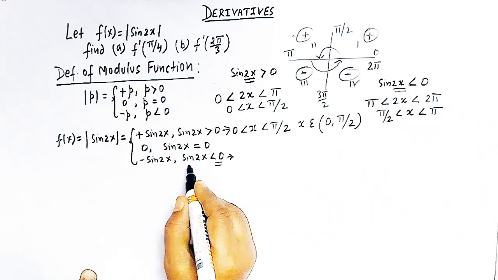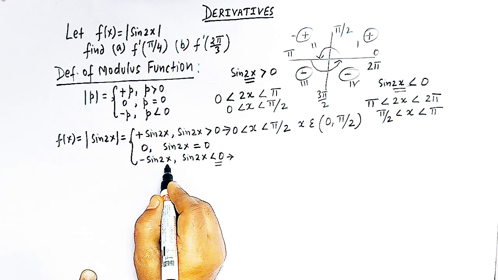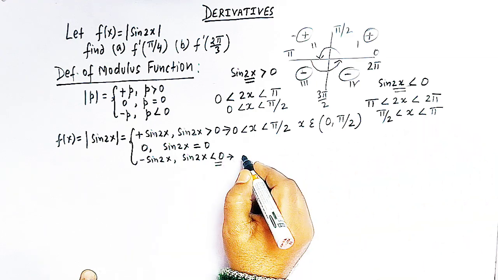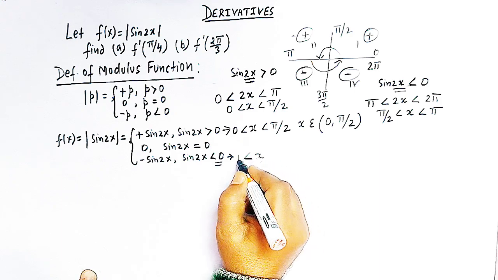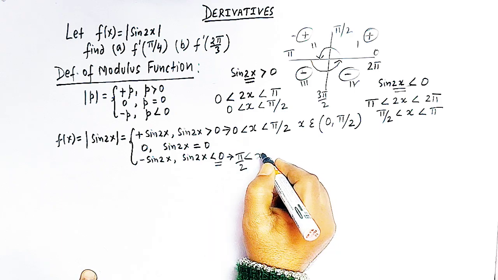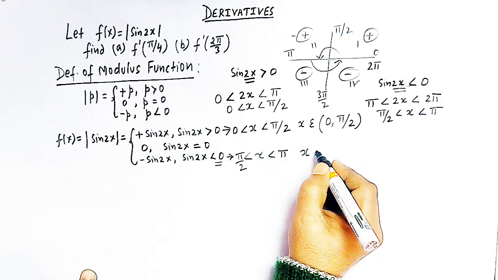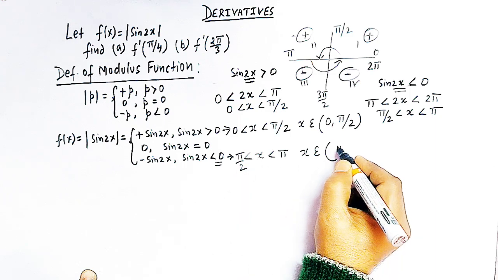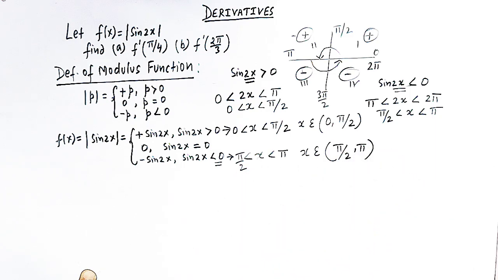So now we can say that mod of sine 2x is negative of sine 2x when sine 2x is less than 0, or we can write x greater than pi by 2 but less than pi, right? So x belongs to the interval pi by 2 to pi, right?